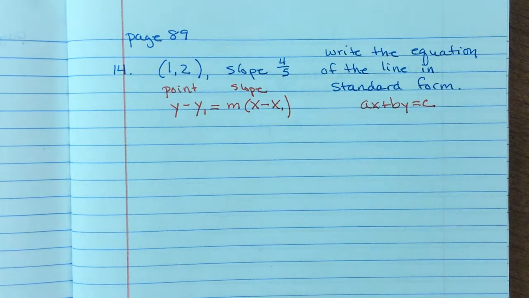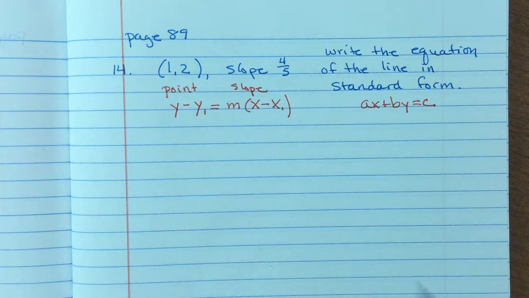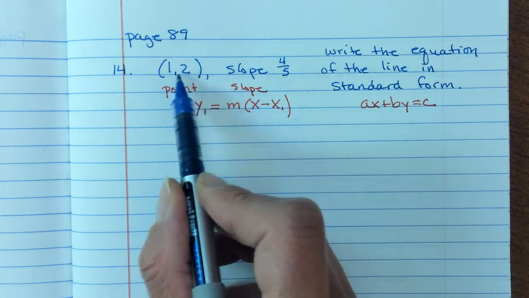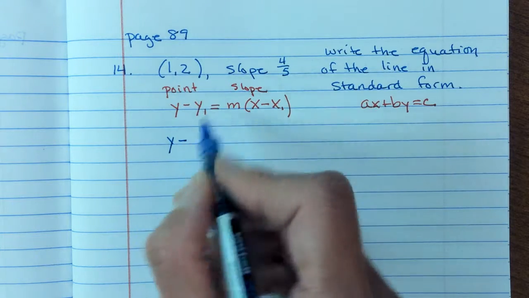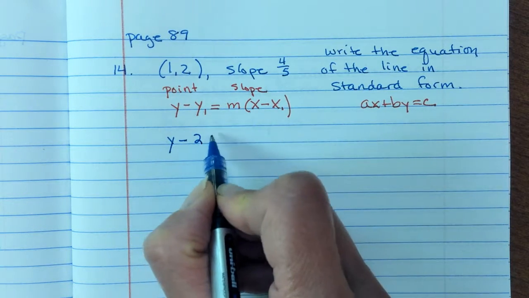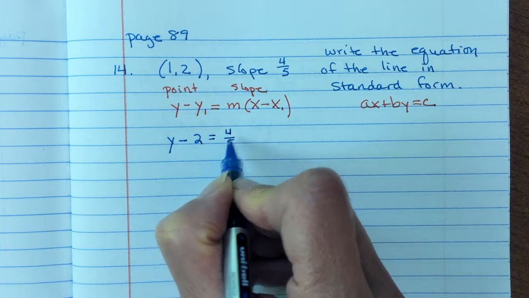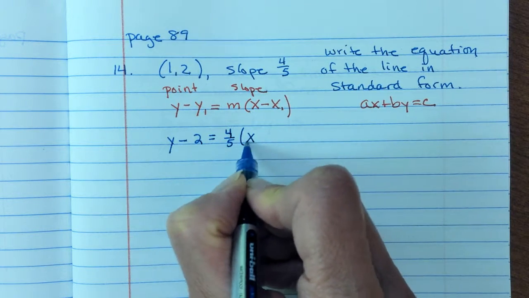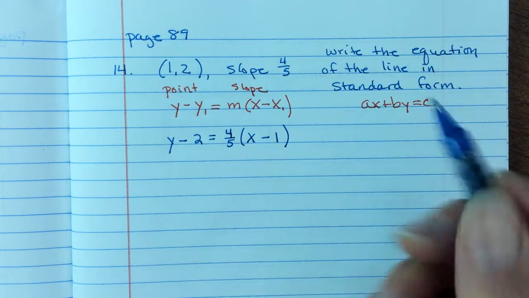This is less work than the problem we just did before, but there's a little tricky thing going on here that I need to show you. So let's just substitute in what we have here. So this is going to be y minus y1, which is the value of 2, is equal to my slope, which is 4/5, times x minus x1, which has a value of 1.